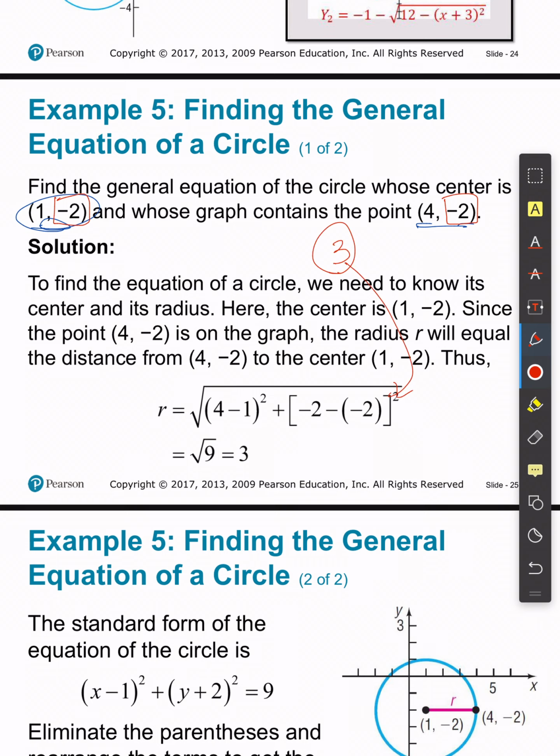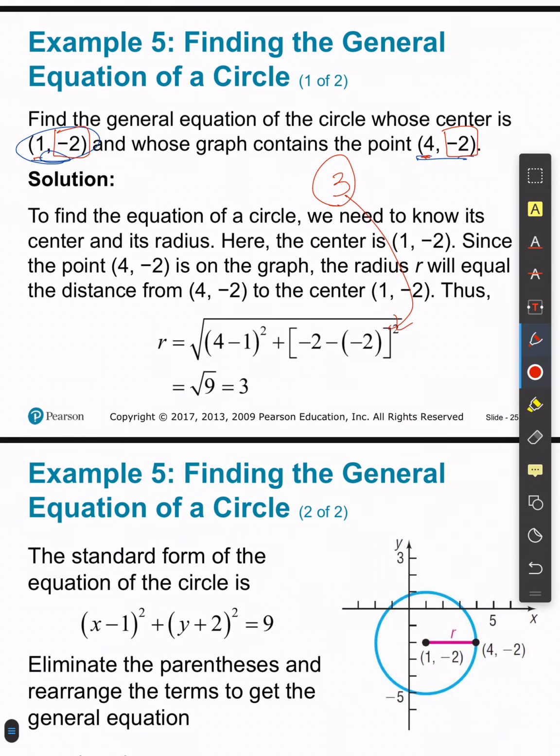They did this whole distance formula, which you might need to do in your homework. You might need to find the distance between the 2 points. So they use the distance formula, but I could just count because they made it easy for us. Once I know the radius and I know the center, I can write it in standard form. The center is 1, -2. The radius is 3. Therefore, I can write it as x minus h squared plus y minus k, which turns positive, squared, equals 3 squared, which is 9.